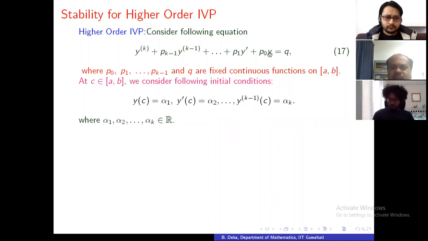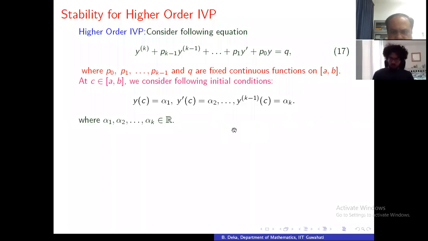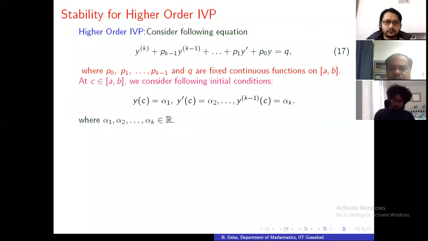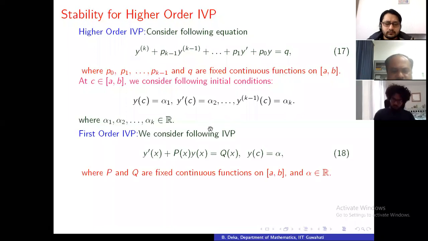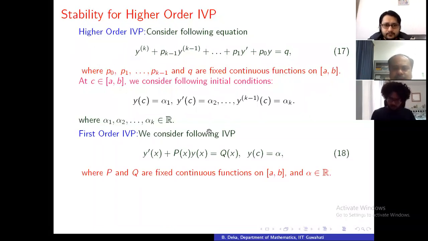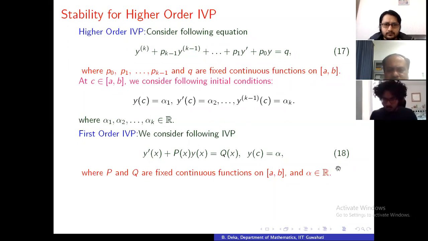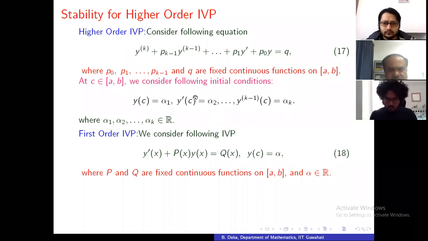So what do we mean by stability of this initial value problem? Your given function is q, and your initial values are given by a vector: alpha_1, alpha_2, up to alpha_k. These are the initial data, and q is the given function. You can describe stability by saying that if the perturbation of your data is very small, then the perturbation of the corresponding solution will be very small. Before going to 17, I will give you the proof for 18. A similar technique can be applied to the general, higher order initial value problem.